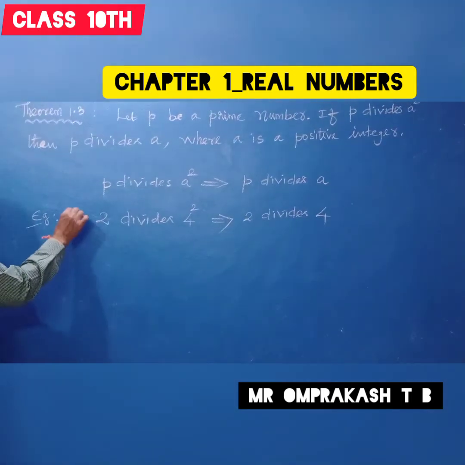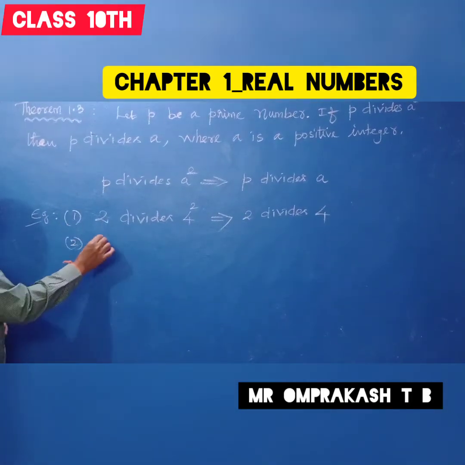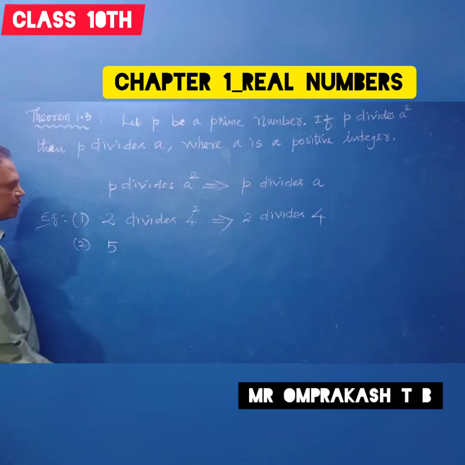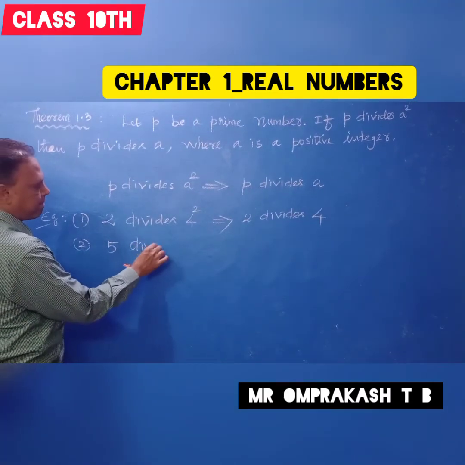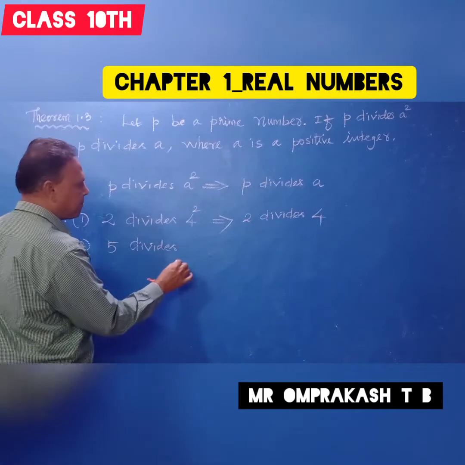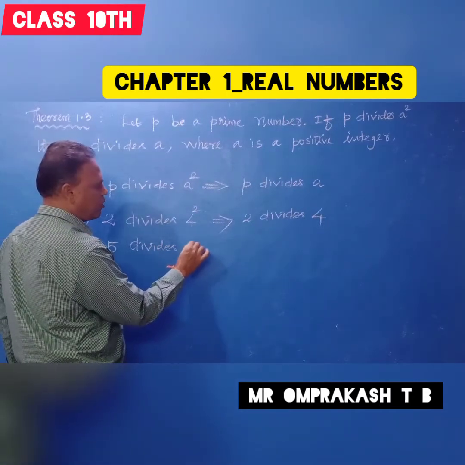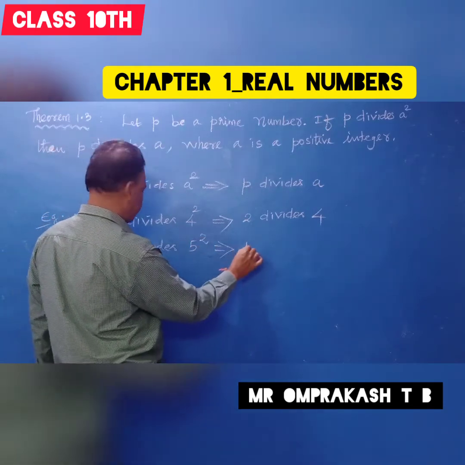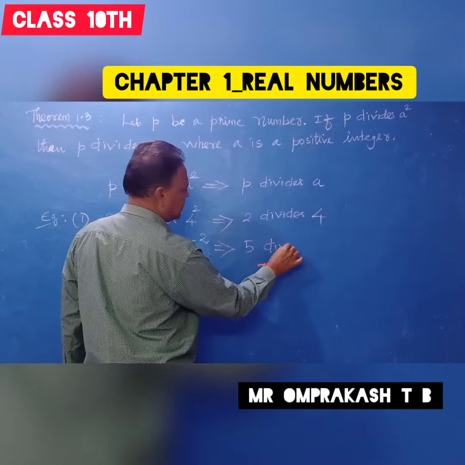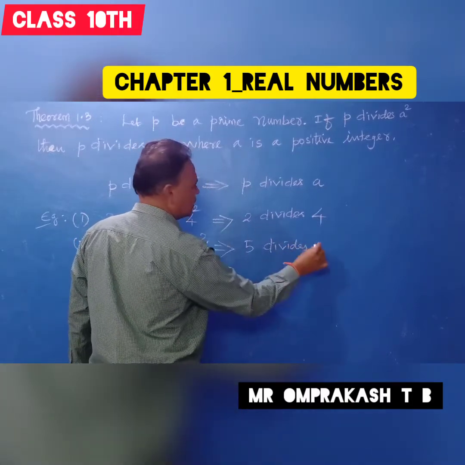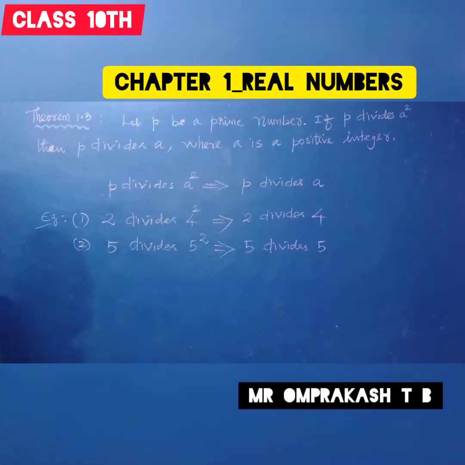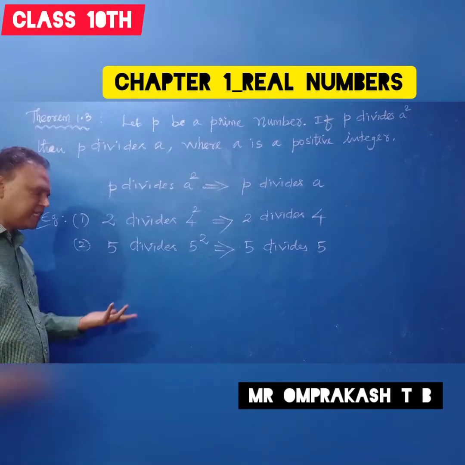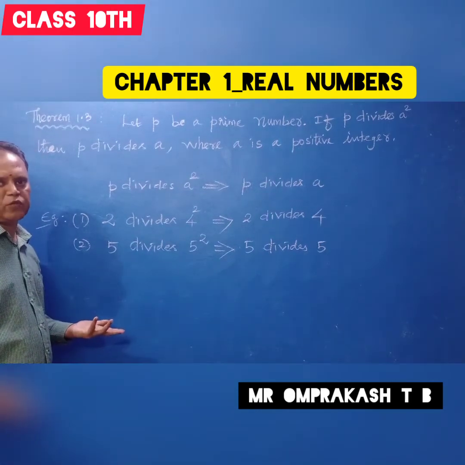See another example. 5 is a prime number. 5 divides 25, which is 5 squared. So this gives 5 also divides 5, whose square root is 5. That means 5 is a factor of 5. Clear? That's why we can easily write many examples.